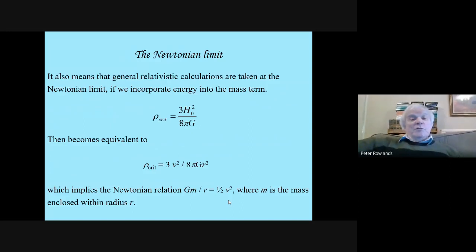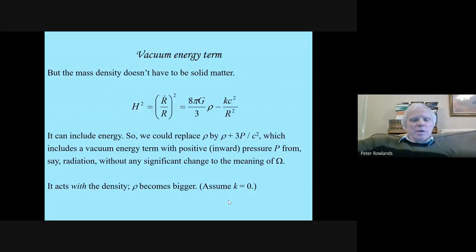So the expression rho crit equals 3H0 squared over 8 pi G is equivalent to 3v squared over 8 pi G r squared, which is simply another version of the Newtonian relation: potential energy GM over r equals kinetic energy, half v squared. For a, there should be a mass on the right hand side. No, there shouldn't. Those equations are okay, but those are for unit mass. But the mass density doesn't have to be solid matter, it can be energy as well.